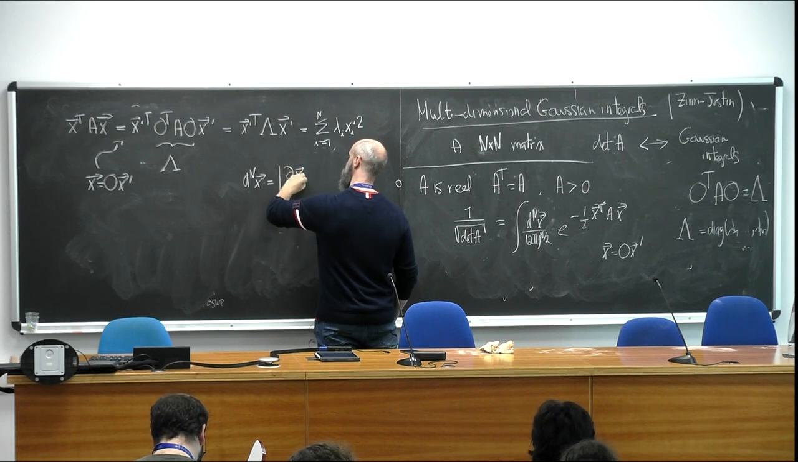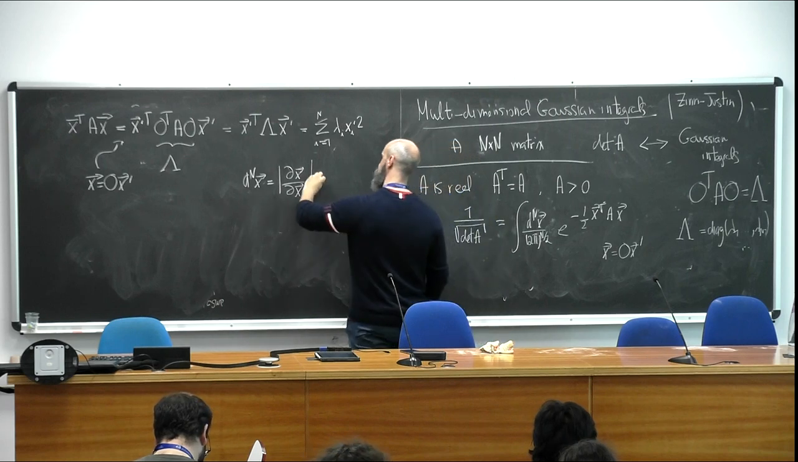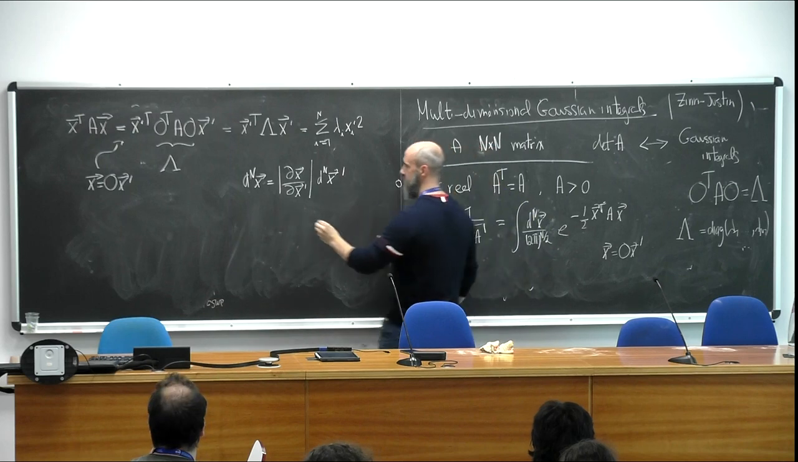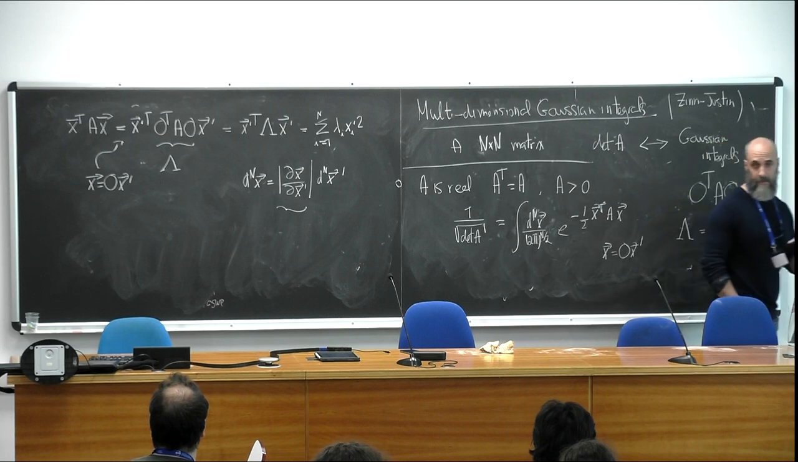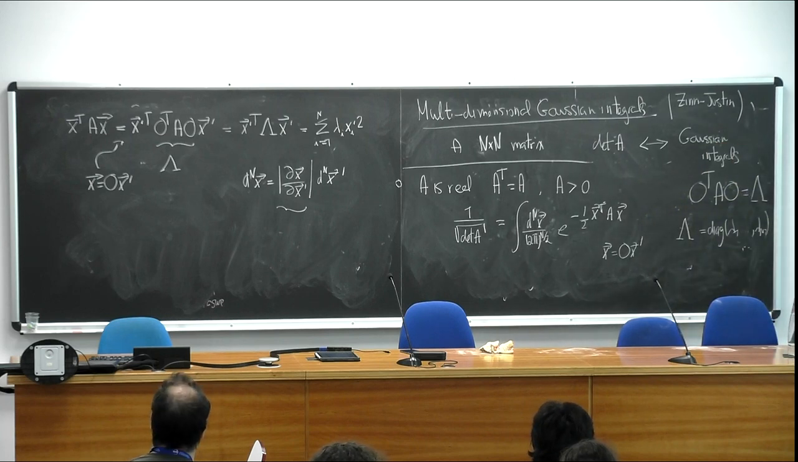Partial of x with respect to partial of x prime, the determinant d^n x prime. This is the determinant of the Jacobian of the transformation. But the transformation is an orthogonal transformation, and the determinant is equal to plus or minus one, because an orthogonal transformation can be a rotation, a reflection, or a rotation and reflection. Reflection has determinant minus one.